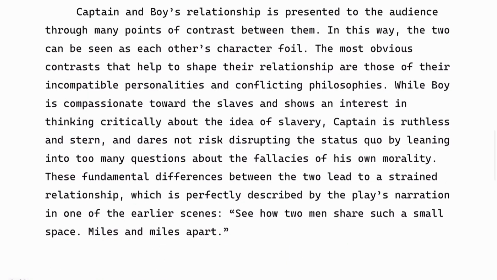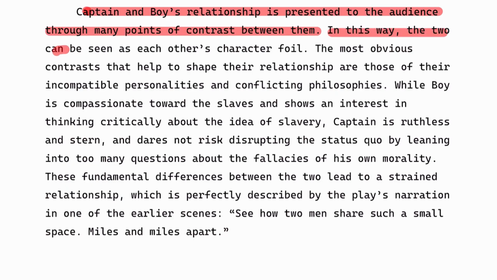Captain and boy's relationship is presented to the audience through many points of contrast between them. Now I'll have to support this by giving evidence. This third body paragraph is one that is going to require a lot of evidence. In this way, the two can be seen as each other's character foil. That's a nice piece of vocabulary in literature. Character foil: characters that contrast with each other and that bring out certain characteristics and values in one another. So by looking at one character, you learn about the other character. So character foil, keep that term in mind.